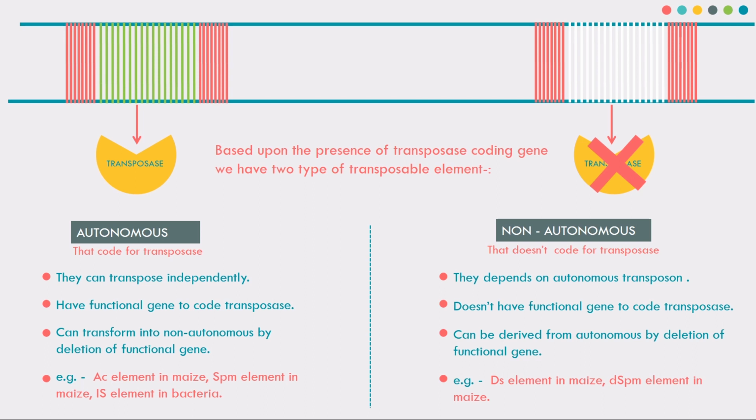An autonomous element can transform into a non-autonomous one by deletion of the functional gene. In the same way, non-autonomous elements can be derived from autonomous ones by deletion of a functional gene. Examples of autonomous elements include the AC element in maize, the SPM element in maize, and the IS element in bacteria. Examples of non-autonomous elements include the DS element in maize and the DSPM element in maize.